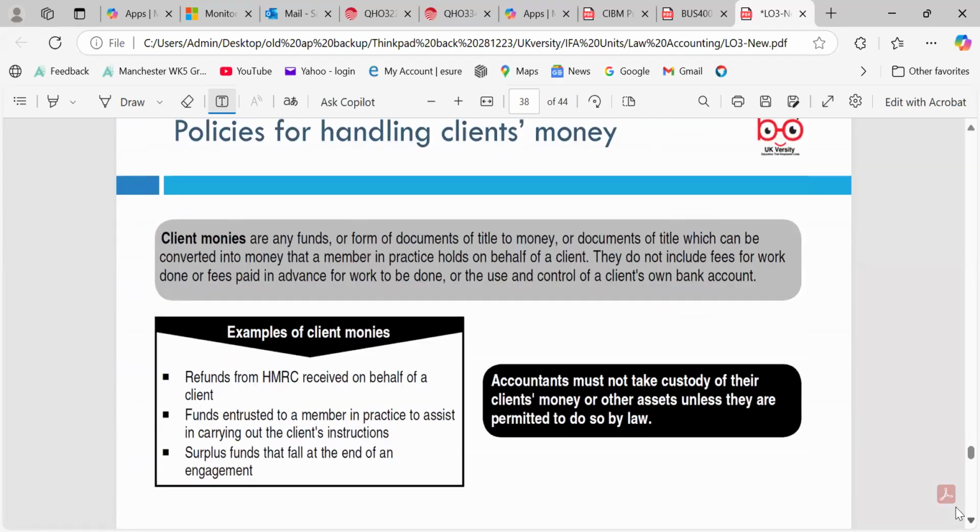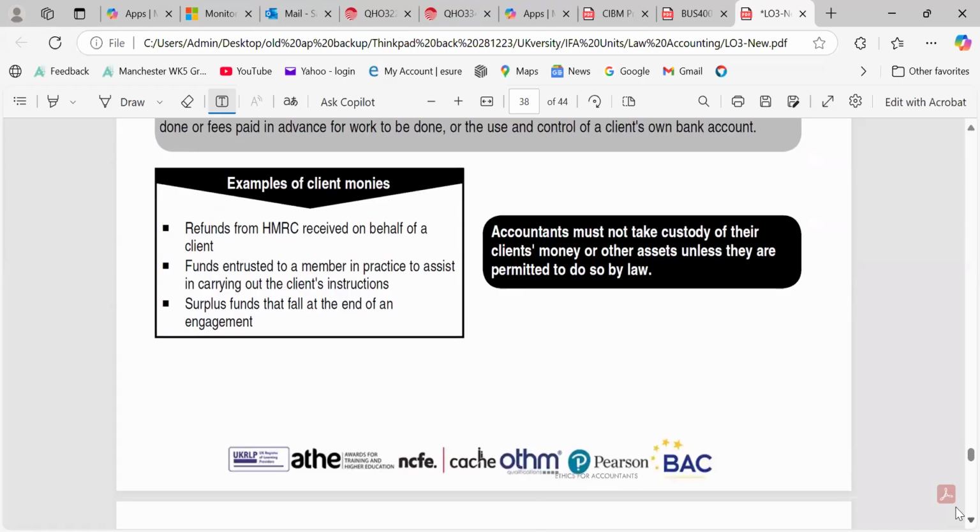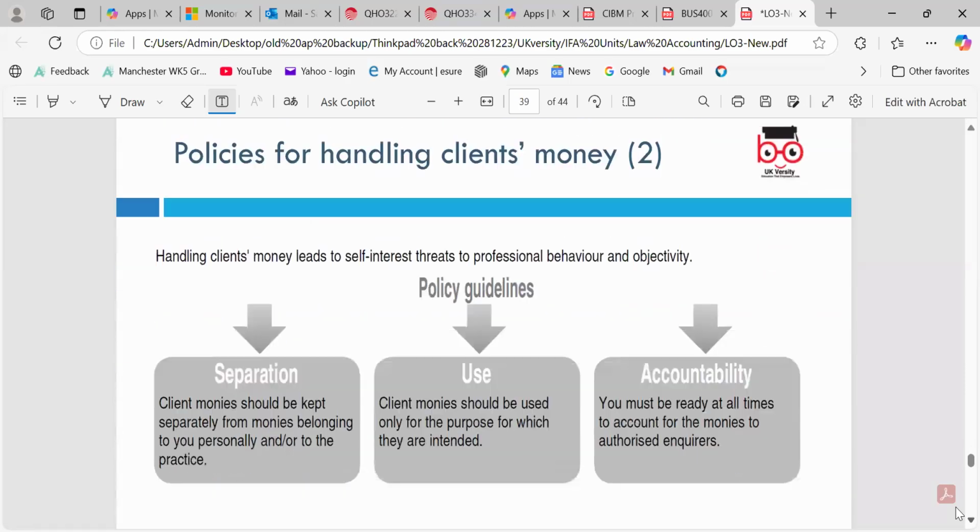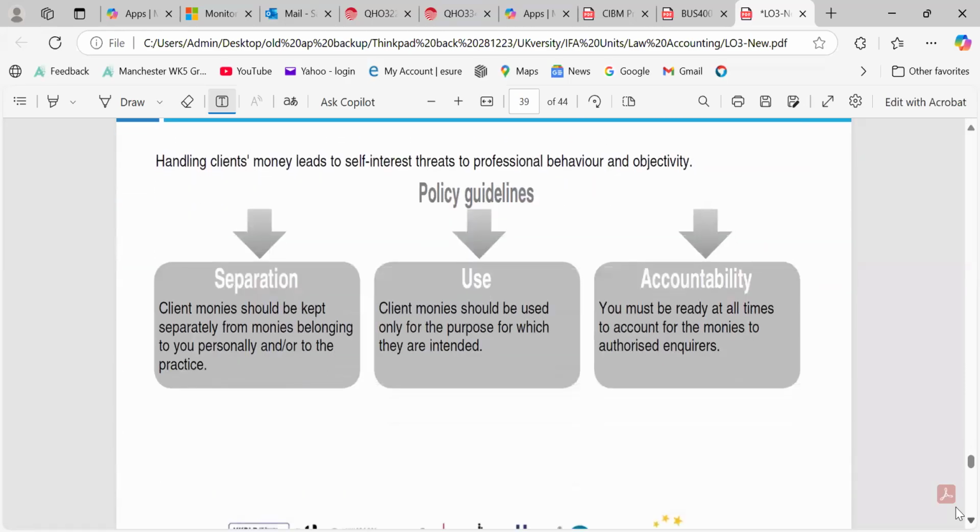Of course, we can't hold client money in our business accounts, because we need to keep it separate. If you are selling and buying properties, you have client money. If you're a solicitor involved in property selling and buying, you have to make sure you have two separate accounts, clearly declared, because of taxes and invoices for fees. The client money should be kept separate from money belonging to you and your personal money, and it should be used only for the purpose it is intended for, with accountability.